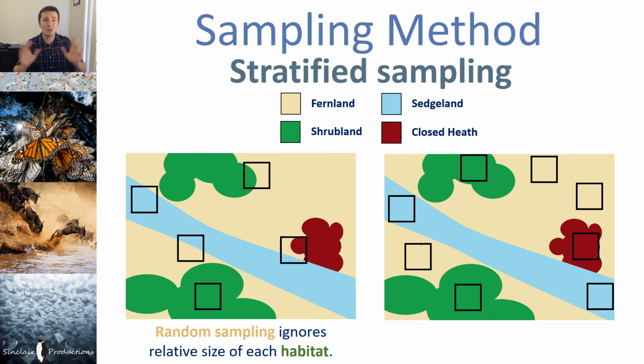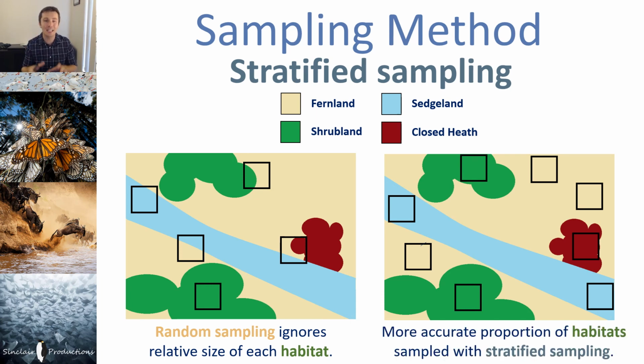In this case, I'm not looking at a gradient or anything like that, so I don't need to do it systematically. I would choose a random method, but hopefully you can see the key difference here with stratified sampling compared to just a normal random sampling. Random sampling, I just come in, throw my quadrats randomly over the area, ignoring the relative size of those different areas, okay? However, in stratified sampling, I'm going to get a more accurate proportion of the habitat sampled with that stratified sampling technique because I actually take into account the relative size of each habitat.